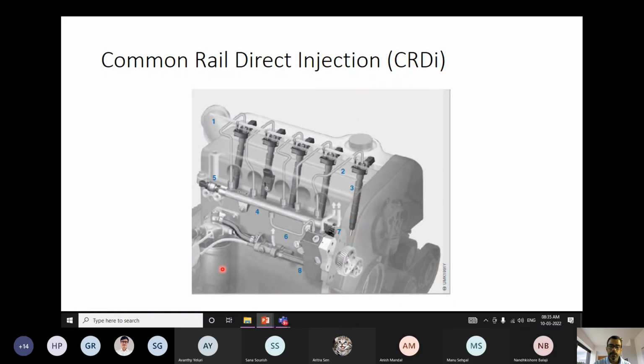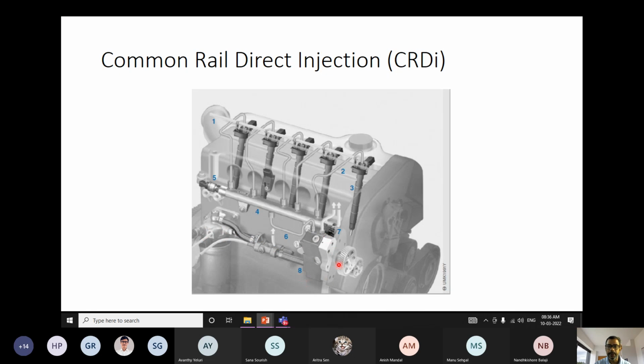So we have a fuel filter here. It will pass through very fine filter systems, and the filter is also a very advanced filter nowadays. We have a sensor here. Suppose the filtering system is going to be overloaded and the flow rate is going to be compromised, then the sensor will give signals to the ECU, or it will give some indication on the dashboard that you need to change the fuel filter. Then after the fuel filter, it will come to this pump.